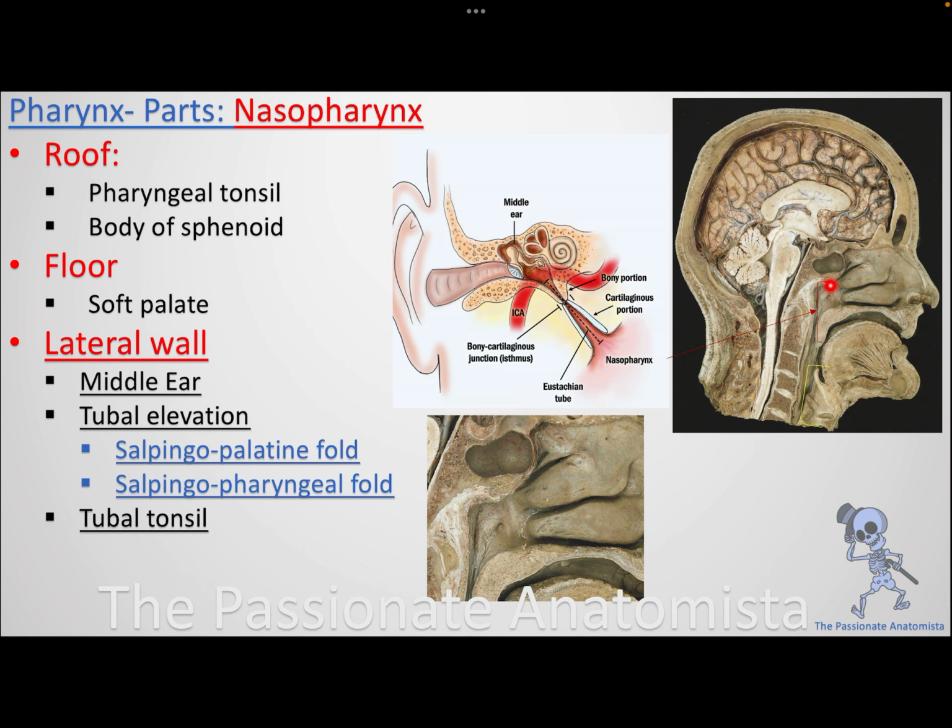So if you look at this picture, this is your nose, this is your nasopharynx, and in the upper part here, you have the body of the sphenoid bone. And if that is the body of the sphenoid, it means here you have the pharyngeal tonsil.